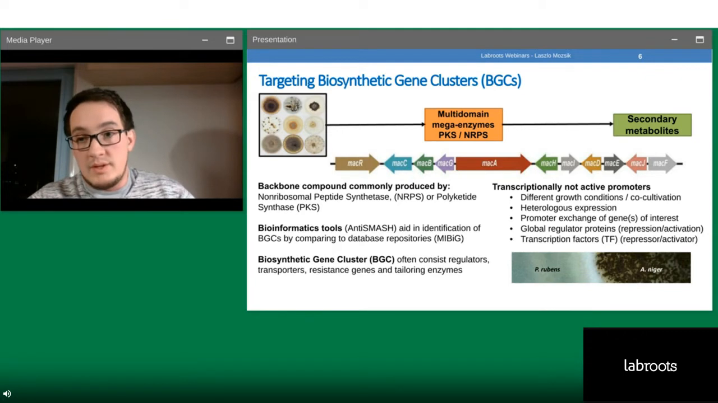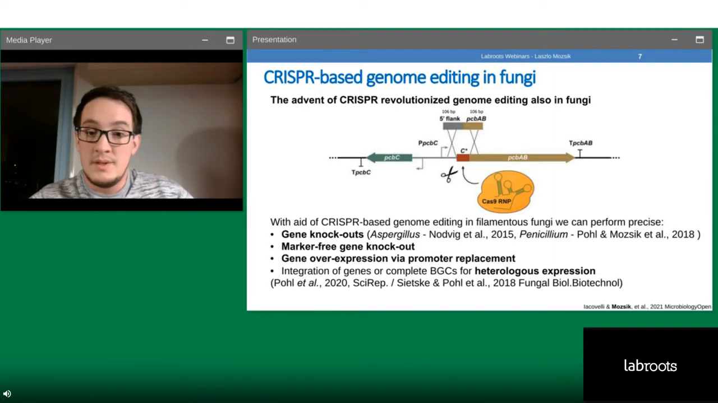Overexpression of a positive regulator could result in overexpression of the cluster, or eliminating a repressor could also result in activation of the transcriptionally silent biosynthetic gene cluster for secondary metabolite production.